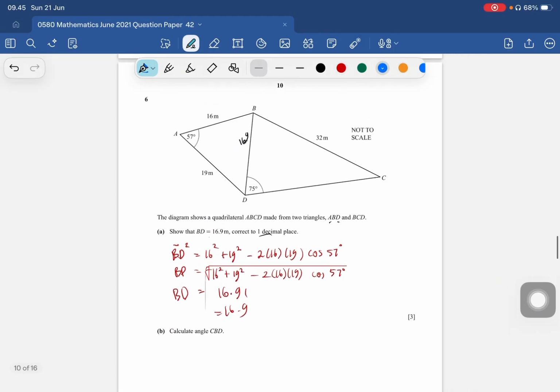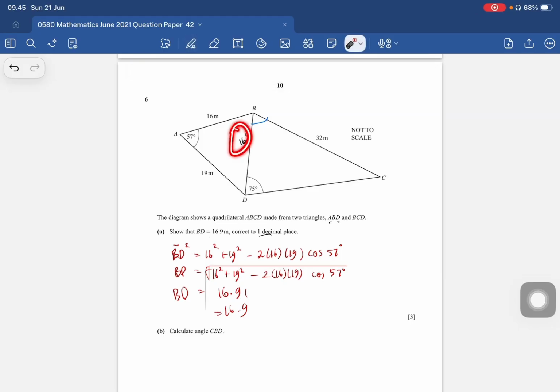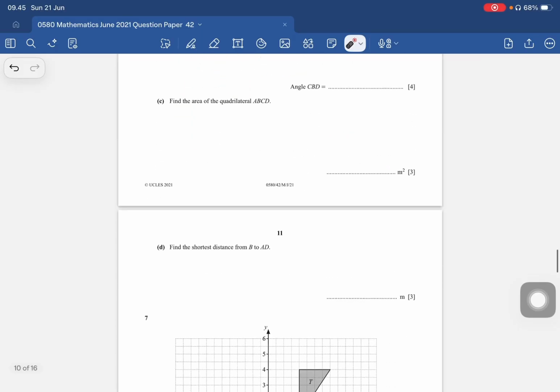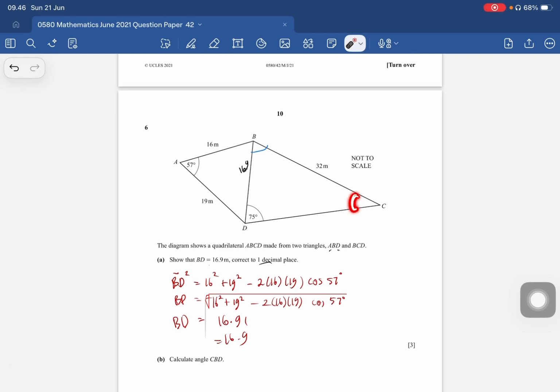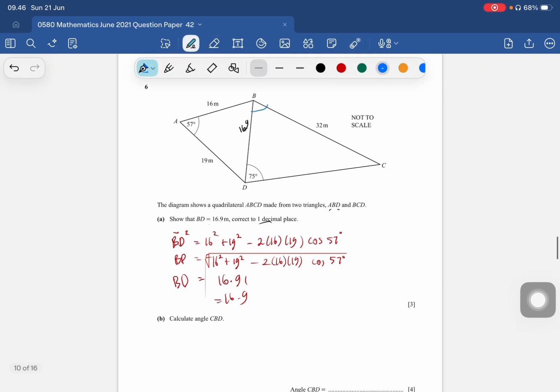B, calculate the angle CBD. Okay, here it is CBD. We got two sides. Here is the side, here is opposite. So first, before we find CBD, we can find the angle DCB. Use the sine rule. So let me write it. This is angle C, this is angle B.